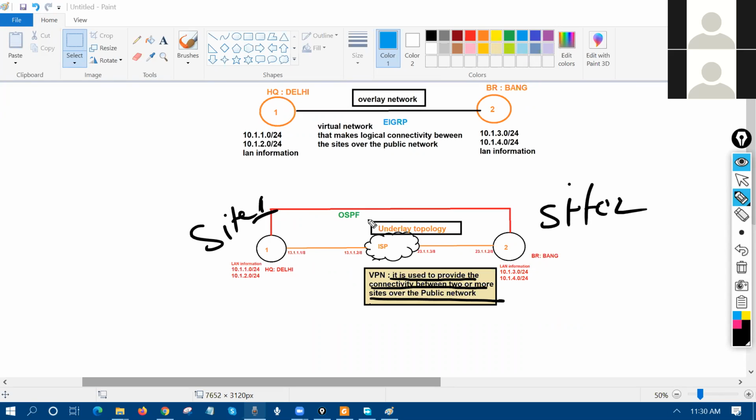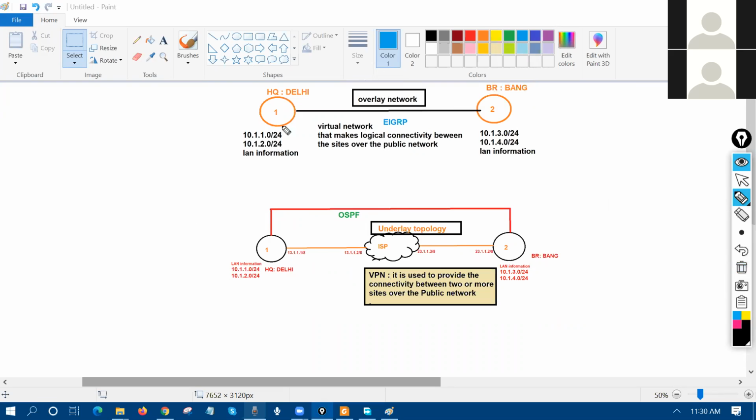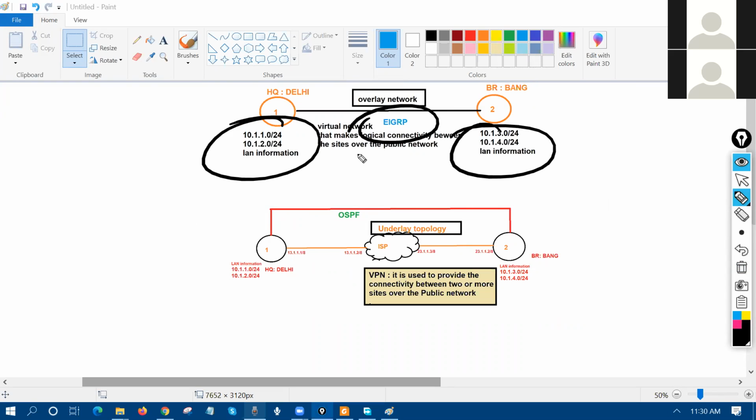We can run OSPF, or any routing protocol, on the underlay, right? The overlay network is totally independent of it according to the routing protocols. So now we can exchange all this routing information through EIGRP. R1 will send its own information to R2, 10.1.1.0/24. And this guy is going to send its own information, 10.1.3.0/24.